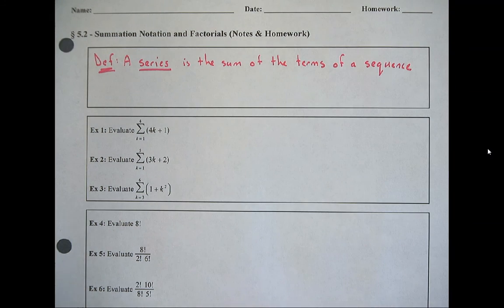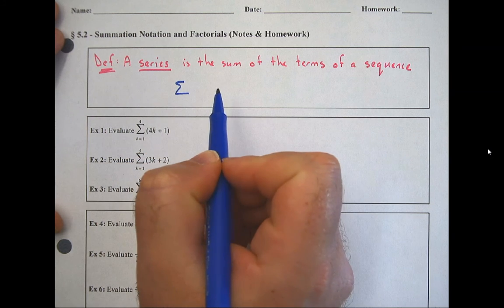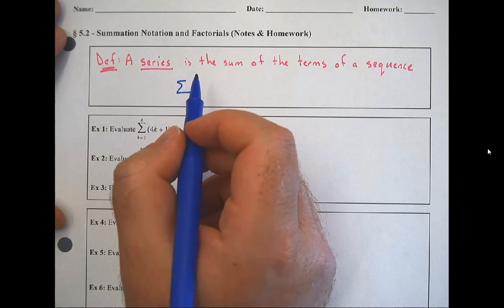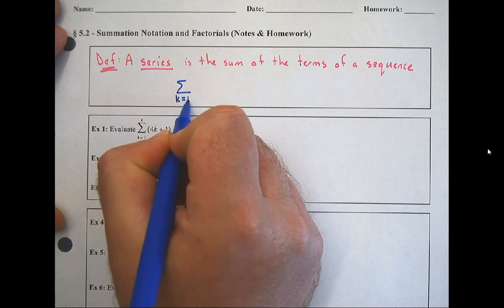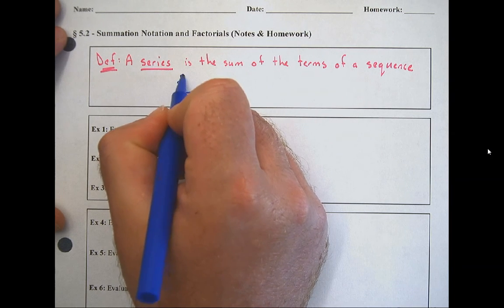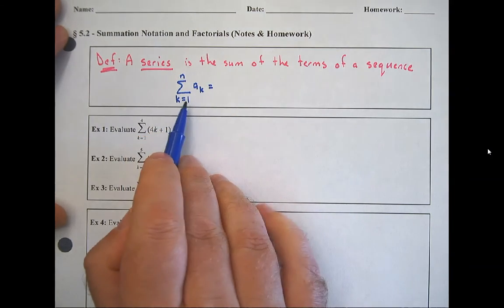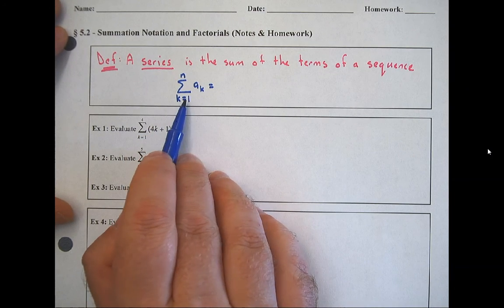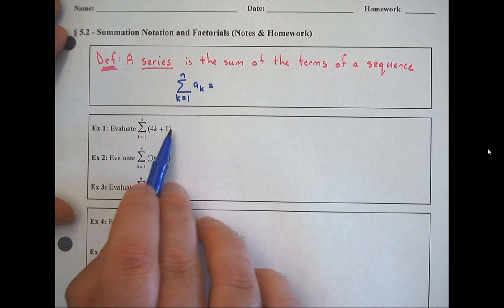Now, we write a series using this stuff called summation notation. Now, you might have seen it before. We use this symbol. This is the Greek letter sigma, and it means add up or sum. We add all the numbers from k equals 1 until n of a sub k. So what this notation means is we take this k equals 1 and we plug it in. Now this is going to be some formula. I look down here, 4k plus 1, there's my formula.